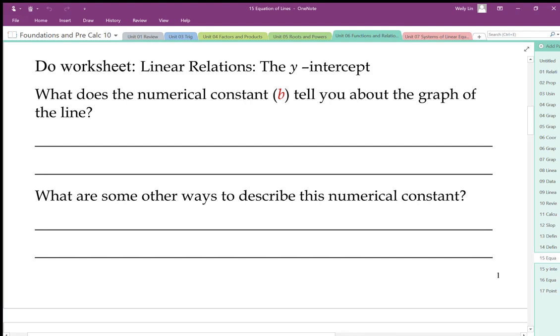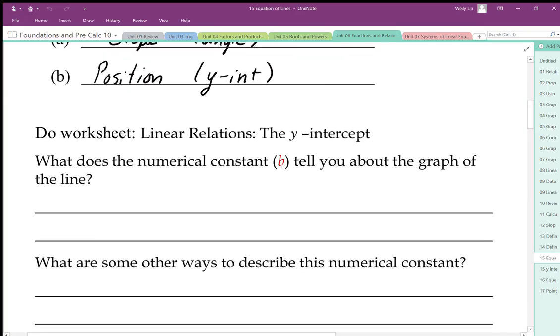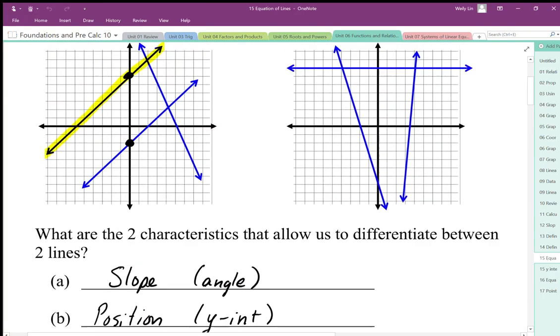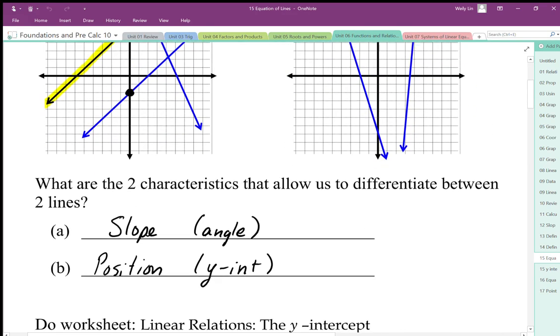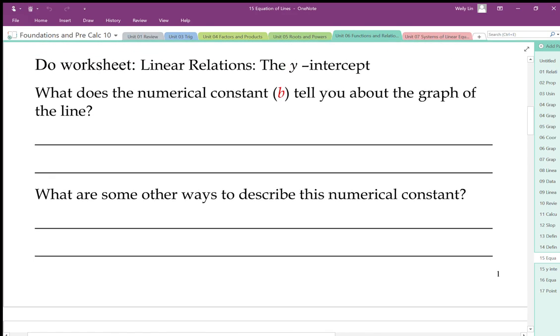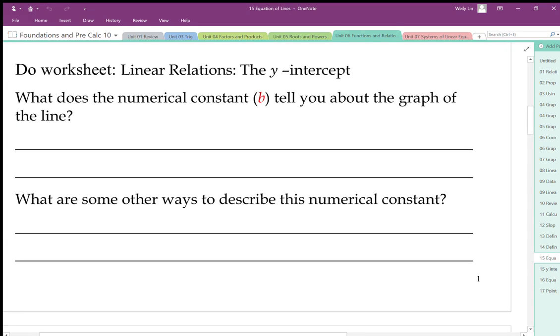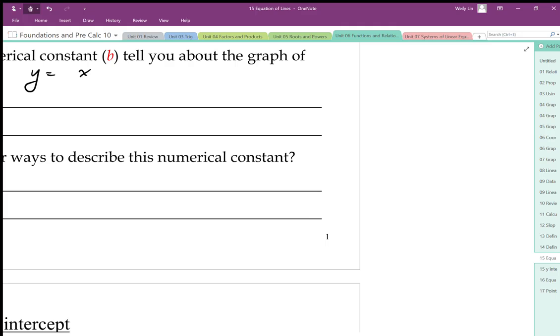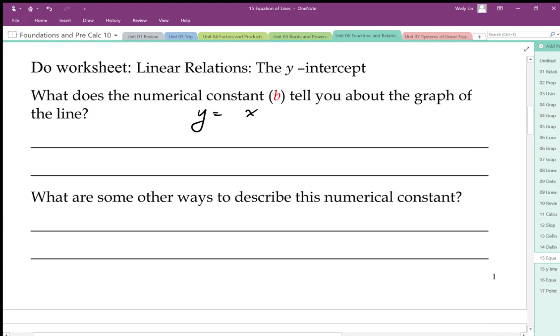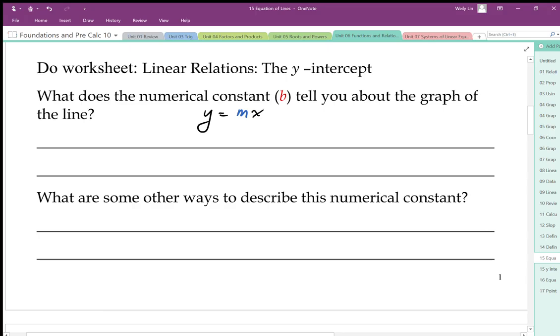So what does the numerical constant b tell us about the graph of the line? When we have this y equals mx plus b equation, I'll write it out. When we have the y equals mx plus b, the b tells us the vertical positioning.